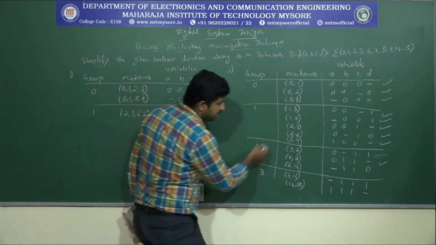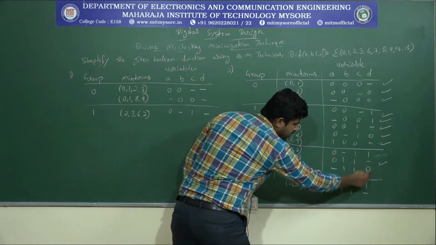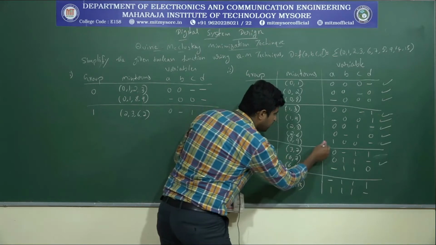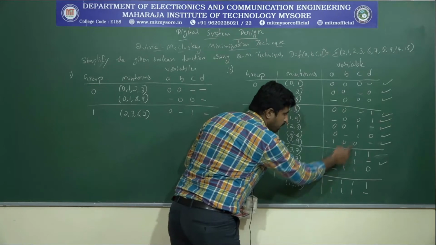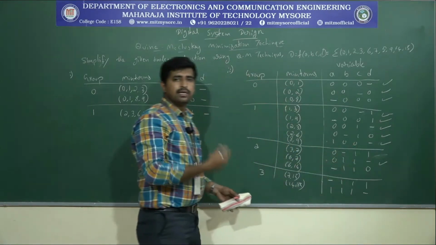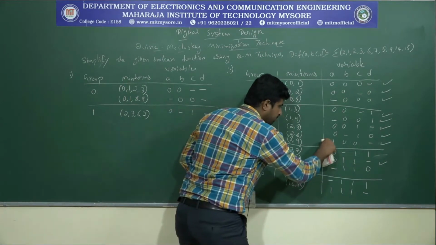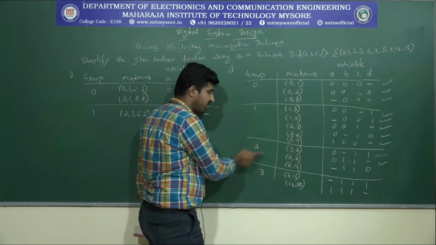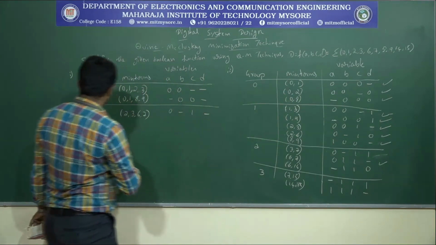Next, let's compare 8, 9. This has the dash in the last position. 8, 9 can be compared with 6, 9, that is 0, 1. We are not able to group because multiple bits differ. So this completes comparing group 1 with group 2 in table 2.